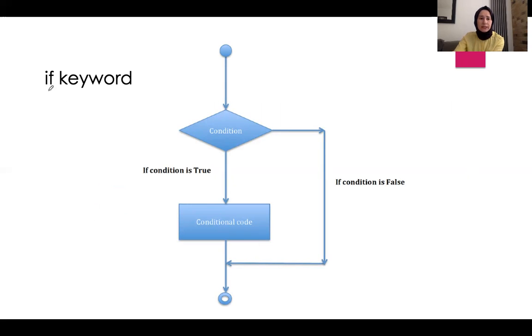In Python, we use the if keyword to check for conditions. If the condition is true, the conditional code is executed. If the condition is false, the next line of code is executed.